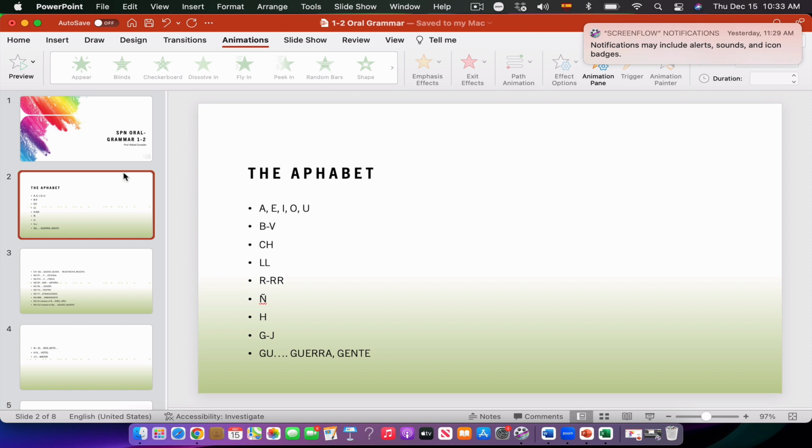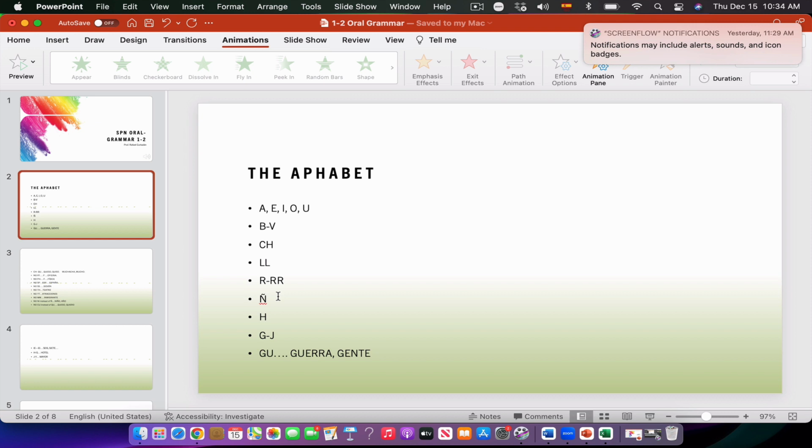Then we have this N with a tilde on top. That is something that we don't have in English, but in Spanish it sounds like ña, ñe, ñi, ño, and ñu. Okay, so that's the kind of sound that you get. The H is in both languages, but in Spanish you will see it, but you will not say it. For example, the word hotel: in English you say the H, but in Spanish we write it, but we don't say it.